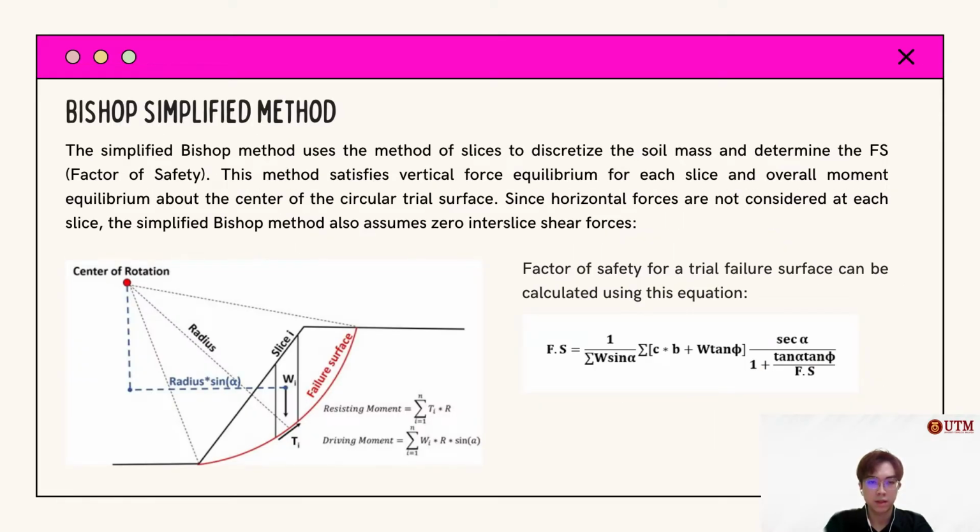Bishop simplified method. The simplified Bishop method uses the method of slices to discretize the soil mass and determine the factor of safety. This method satisfies vertical force equilibrium for each slice and overall moment equilibrium about the center of the circular trial surface. Since horizontal forces are not considered at each slice, the simplified Bishop method also assumes zero interslice shear forces. The factor of safety for a trial failure surface can be calculated using the equation shown. Left-hand side and right-hand side have factor of safety parameters, so trial and error needs to be carried out to find an accurate factor of safety.